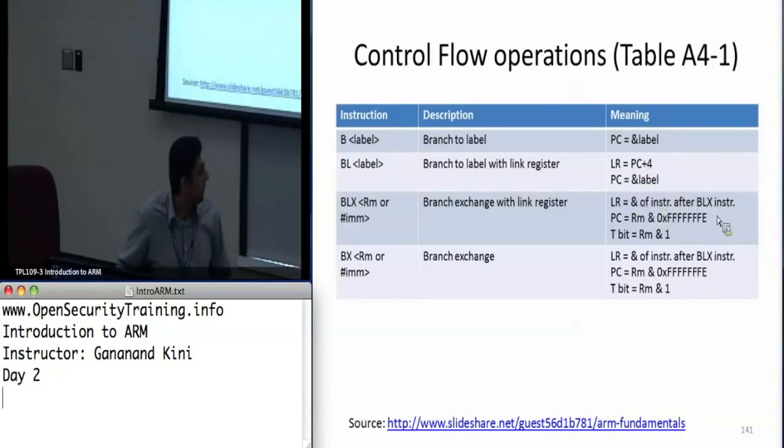So the only difference is the link register is going to be pointing to the address after the branch instruction as opposed to +4. Oh, the last two, I'm sorry, I misunderstood your question. So the BX actually also sets the link register, so I don't see a difference there, but yes, that was also confusing for me.